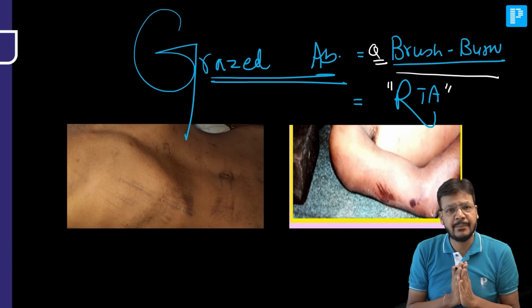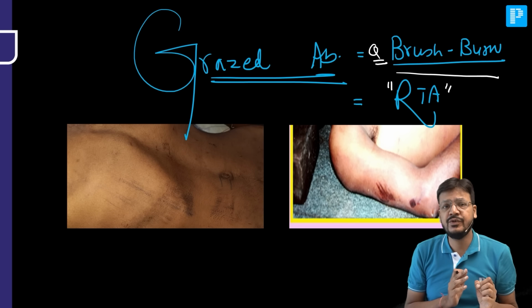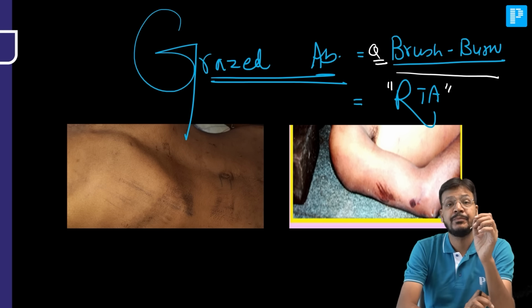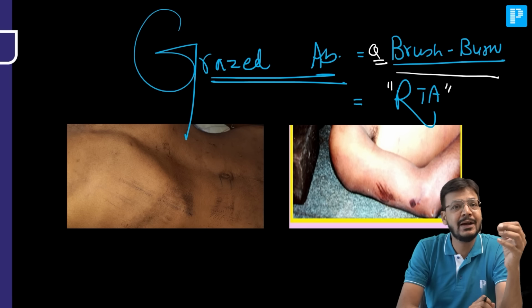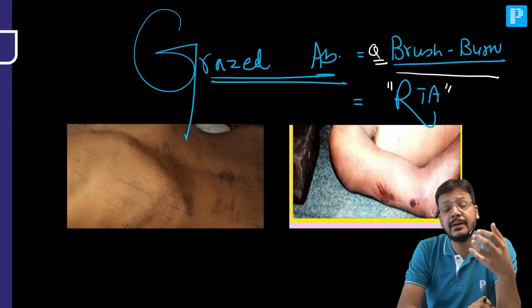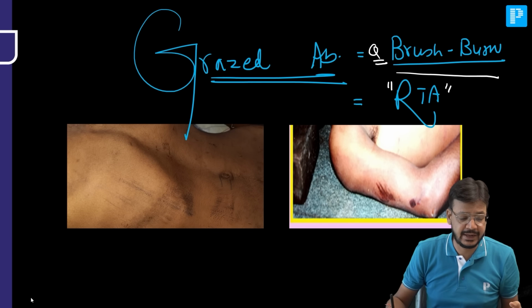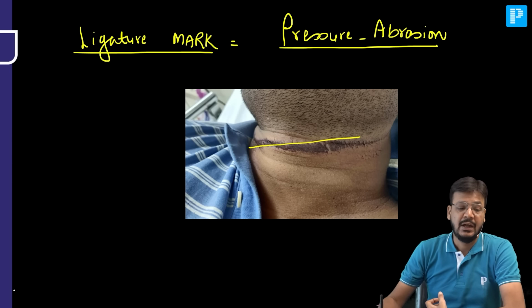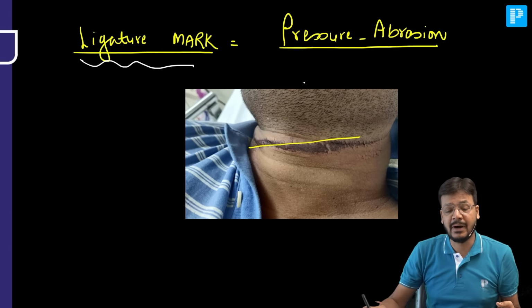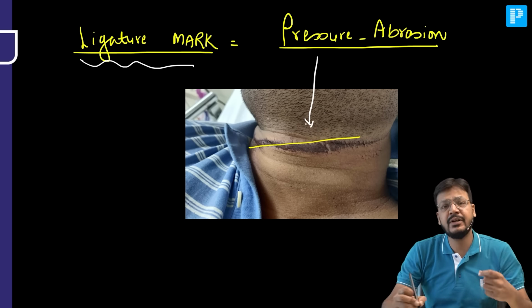So I have discussed abrasion is a superficial injury of epidermis. The first was scratch and the second is grazed. Remember, my dear friend, frostbite is a hypothermia, not a bite. Same, brush burn is not a burn. Brush burn is an example of grazed abrasion. Don't get confused. Ligature mark, and you can say one more, that is a bite mark. These are the example of pressure abrasion.